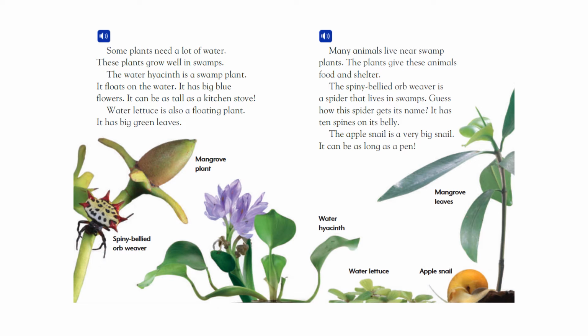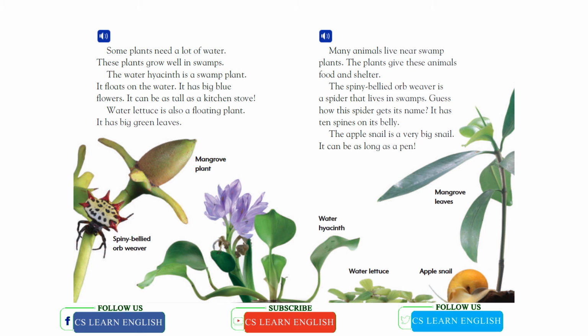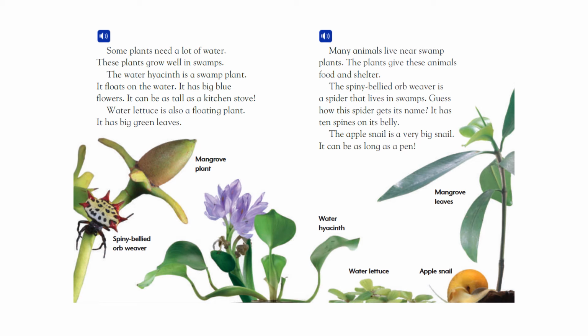Many animals live near swamp plants. The plants give these animals food and shelter. The spiny-bellied orb weaver is a spider that lives in swamps. Guess how this spider gets its name? It has 10 spines on its belly. The apple snail is a very big snail. It can be as long as a pen.